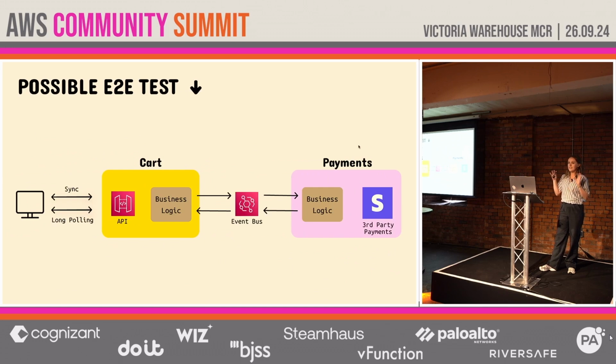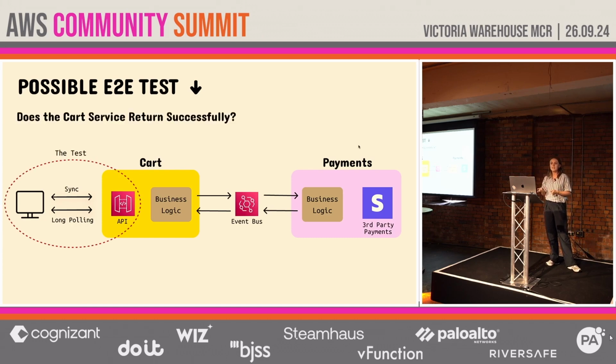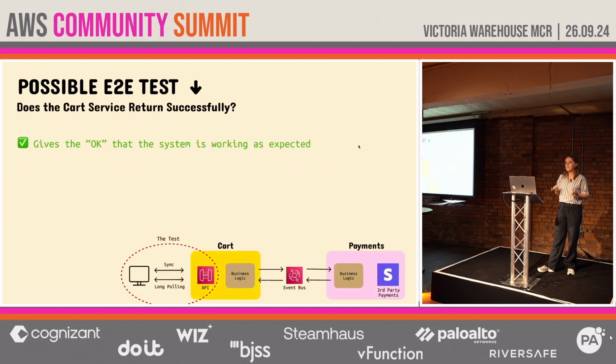So diving in a little bit deeper, a lot of people decide, well, okay, we'll just deploy both services and then just test the endpoint and check that we get a 200 back. Just check that the cart service returns successfully when we try a few different requests. But I hate this idea. Firstly, the great thing about it is, yeah, it's going to give the okay if everything's working as expected.